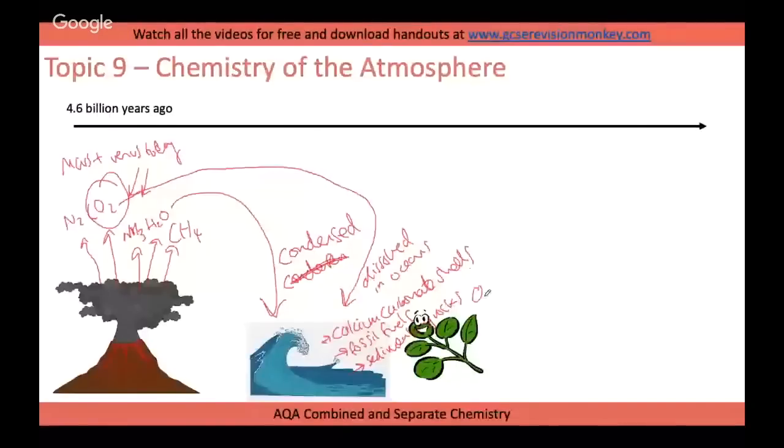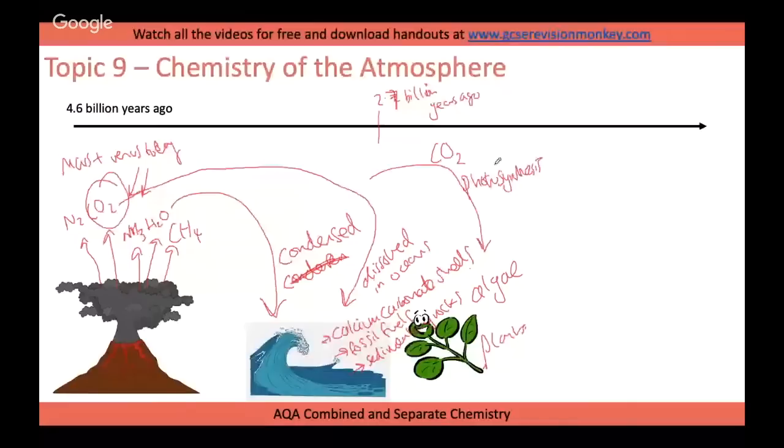As well as that, before the animals came along really, we had algae around 2.7 billion years ago. We had algae forming and plants a little bit later on, and they took in the carbon dioxide in a process called photosynthesis, which you should be aware of. And in the process of photosynthesis, they took in the carbon dioxide and they released oxygen. So the levels of oxygen in the atmosphere started to rise, which sustained other life.